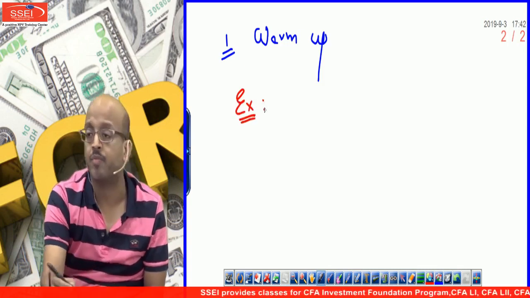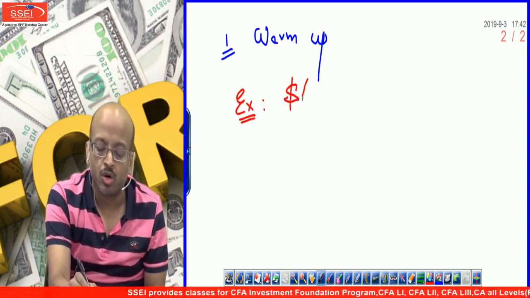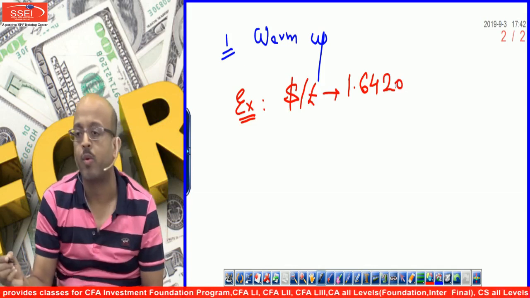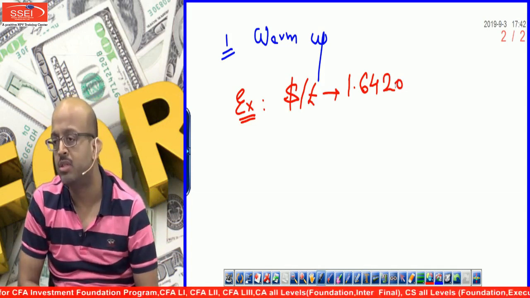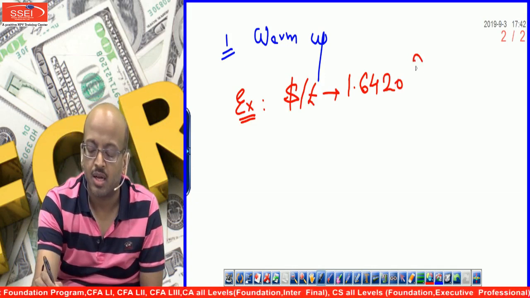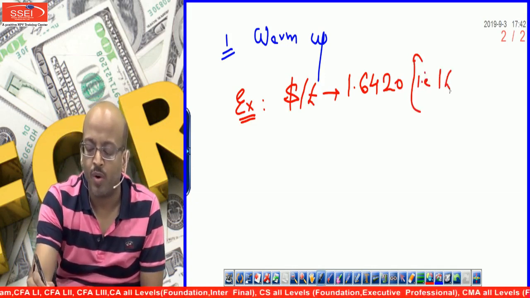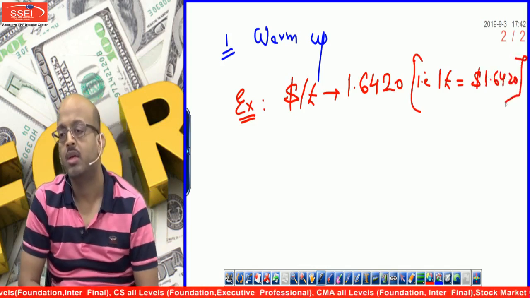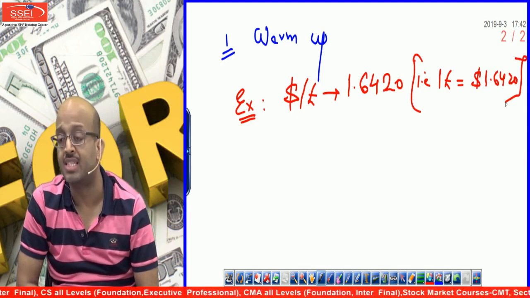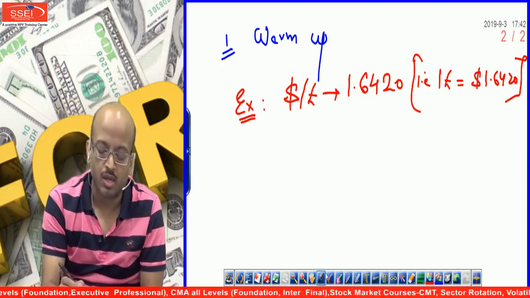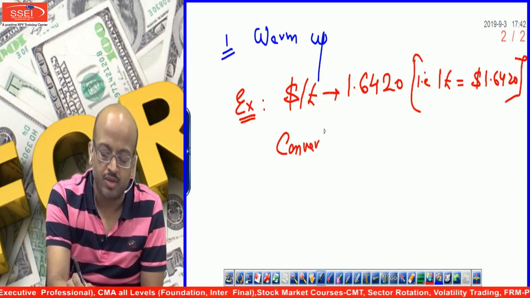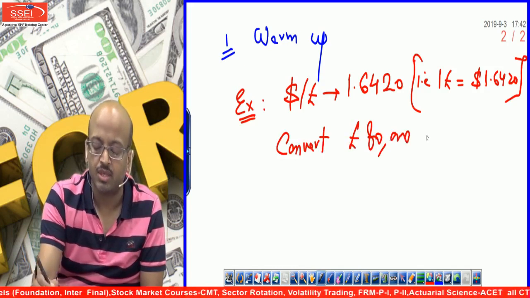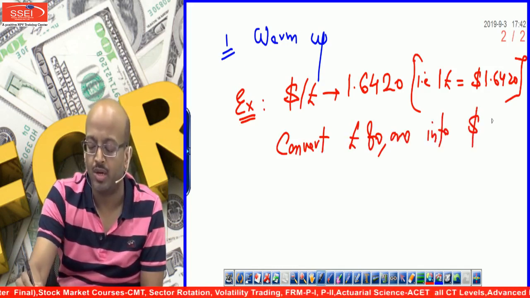Example. Dollar per pound 1.6420, that is, 1 pound equals dollars 1.6420. The rate of 1 pound is dollars 1.6420. Convert pound 80,000 into dollars.